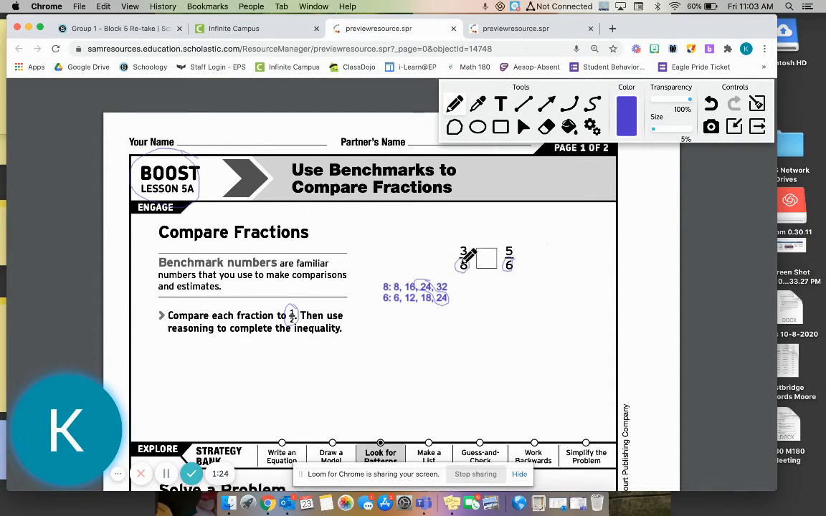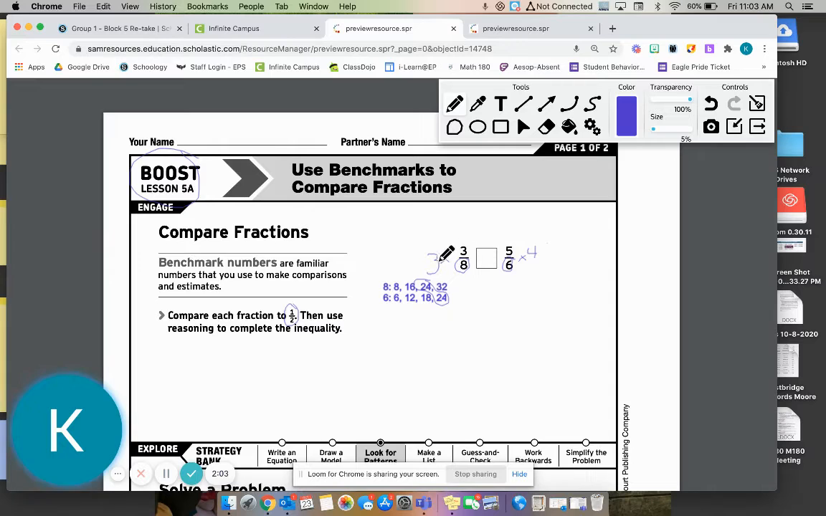So what am I going to do to the first fraction? I am going to multiply this whole first fraction by 1 because 8 times 1 is 8. 8 times 2 is 16. 8 times 3 is 24. So I'm going to multiply my whole first fraction by 3. Now let's look at our second fraction. What are we going to multiply this fraction by? 6 times 1 is 6. 6 times 2 is 12. 6 times 3 is 18. 6 times 4 is 24. So we're going to multiply by 4.